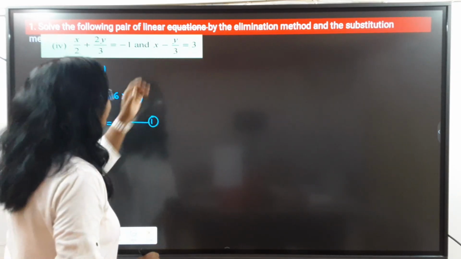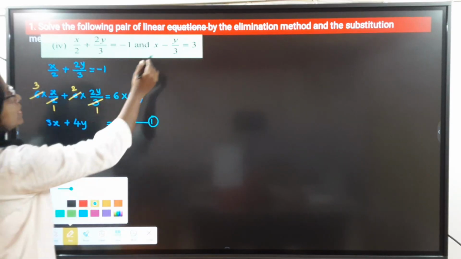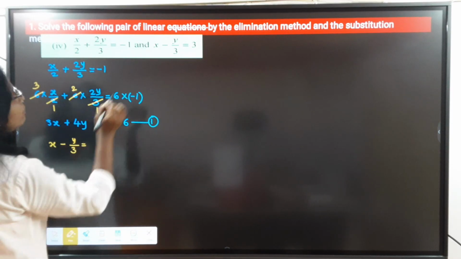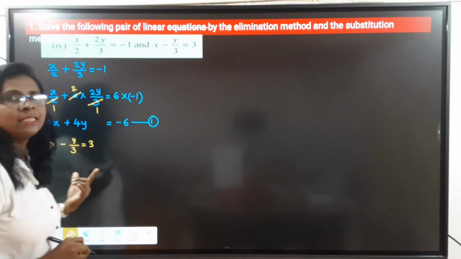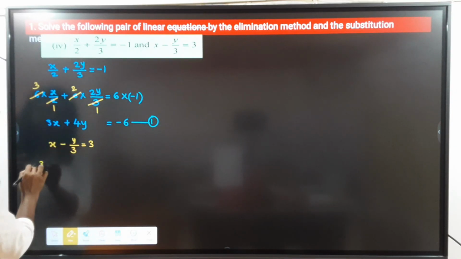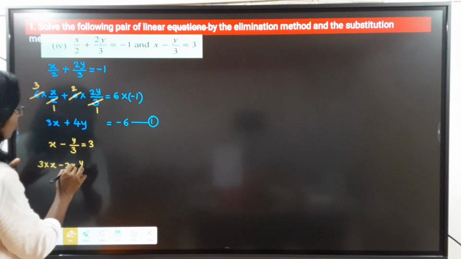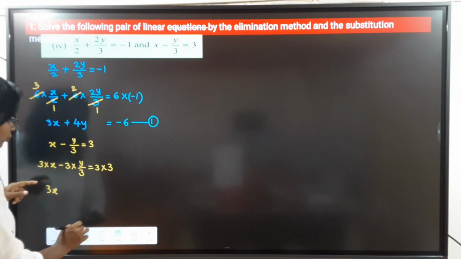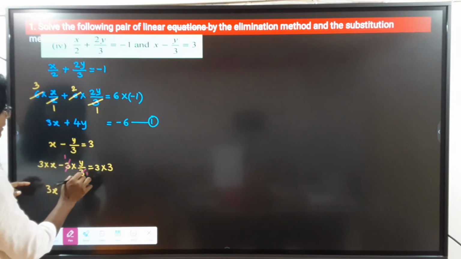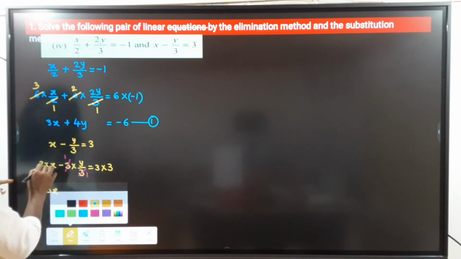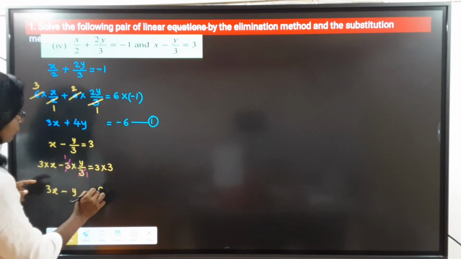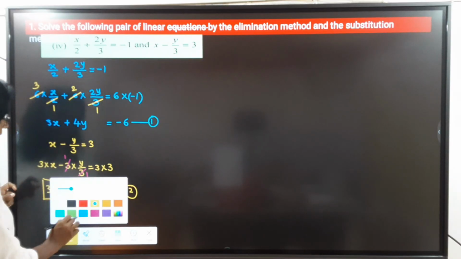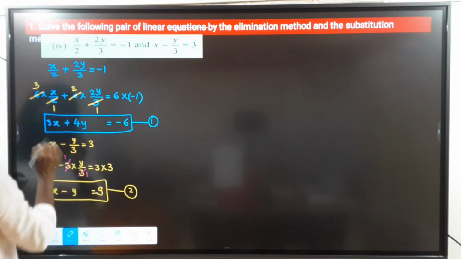Now here students, the second equation, we simplify the second equation. So here x minus y upon 3 is equal to 3. Now at the denominator place there is a 3. So I multiply both sides by 3. So 3 multiply x minus 3 multiply y by 3 is equal to 3 multiply 3. So that means 3x minus, here 3 ones are 3, 3 ones are 3 cancel out. Then minus y is equal to 9. Okay. So now students, this is our second equation. This one is the first equation, this one is the second equation.